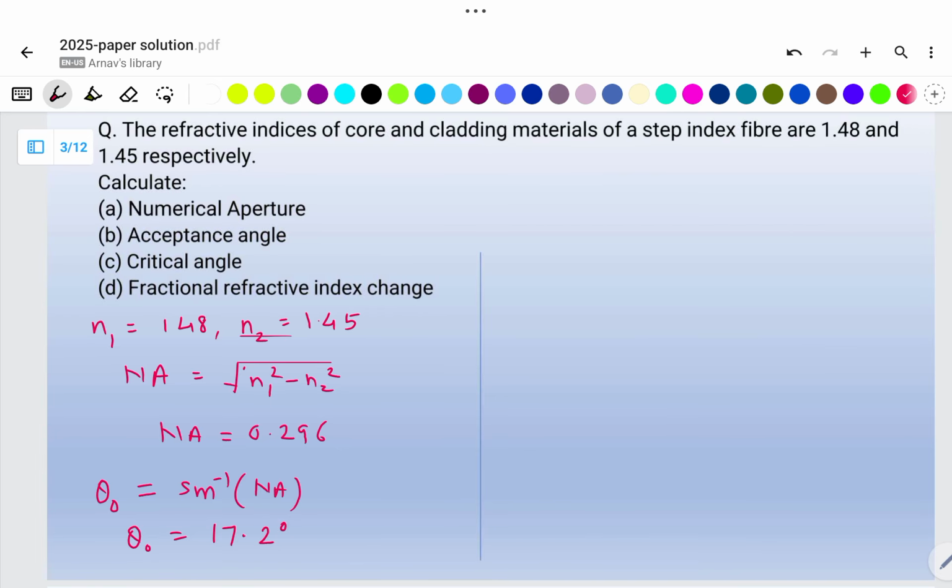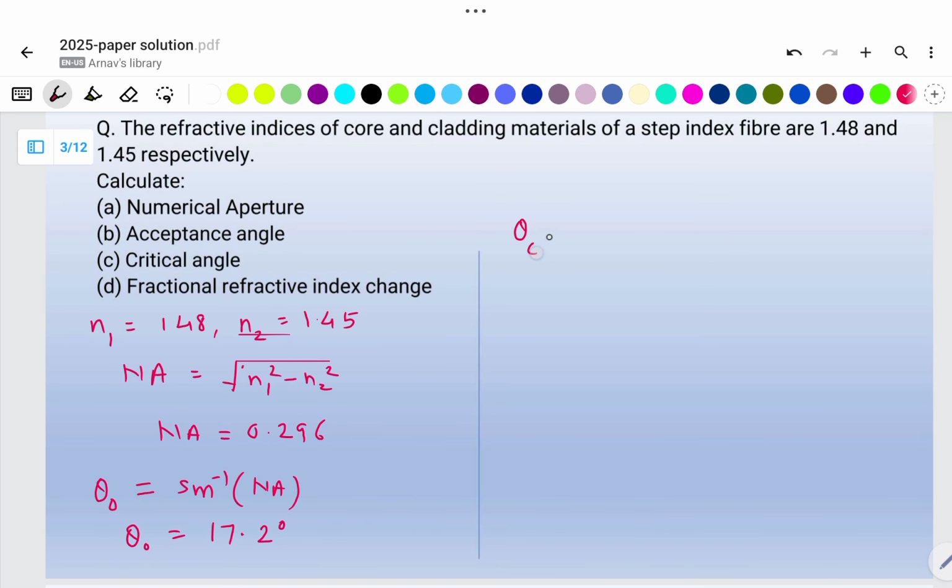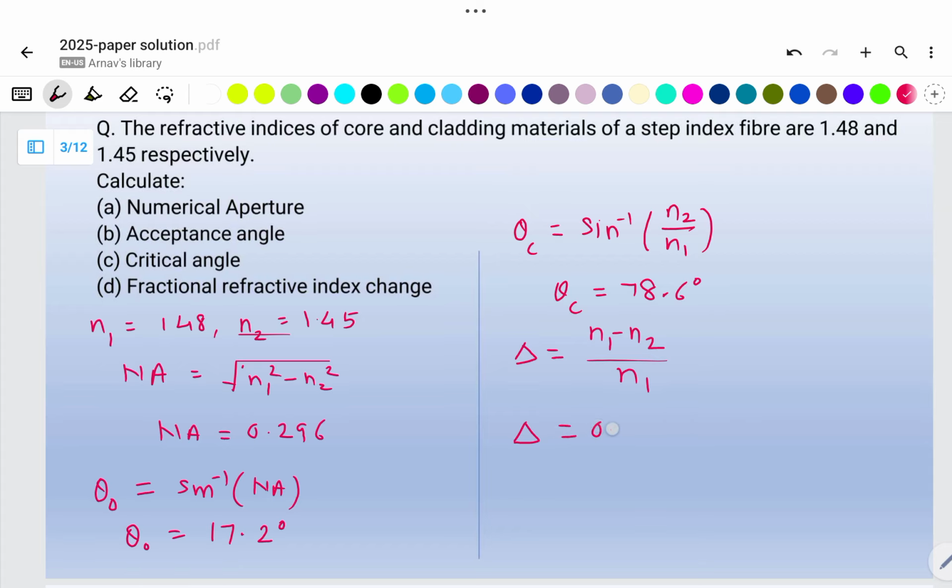Next we need to find the critical angle. The formula for the critical angle is sine inverse of n2 upon n1. The critical angle comes out to be 78.6 degree. Next we need to find the fractional refractive index, which is n1 minus n2 divided by n1. So the fractional refractive index comes as 0.0203.